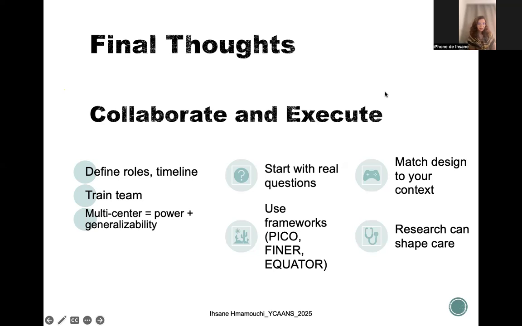And last but not least, a well-run study is a team effort. So in my experience, collaboration boosts your impact. And even small centers can join forces to produce high quality data. So with a sound design and attention to quality, your work can drive change not only locally, but also globally.